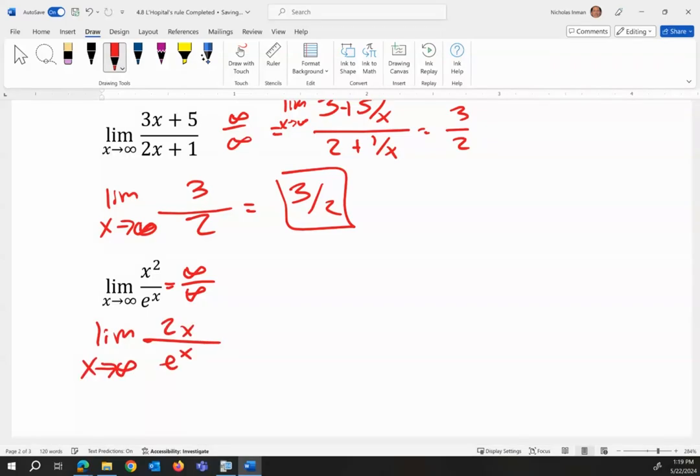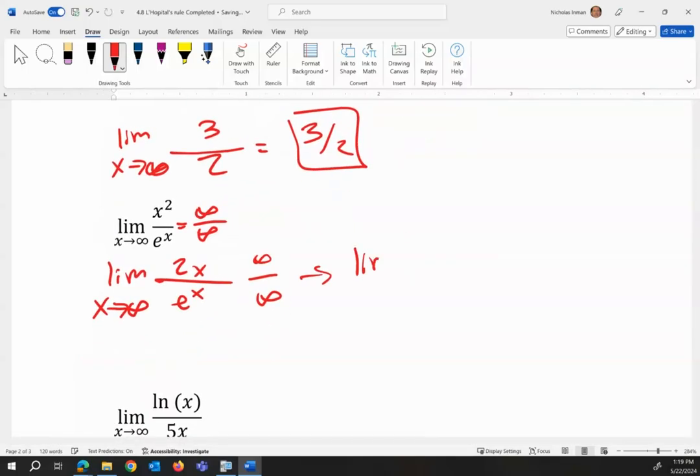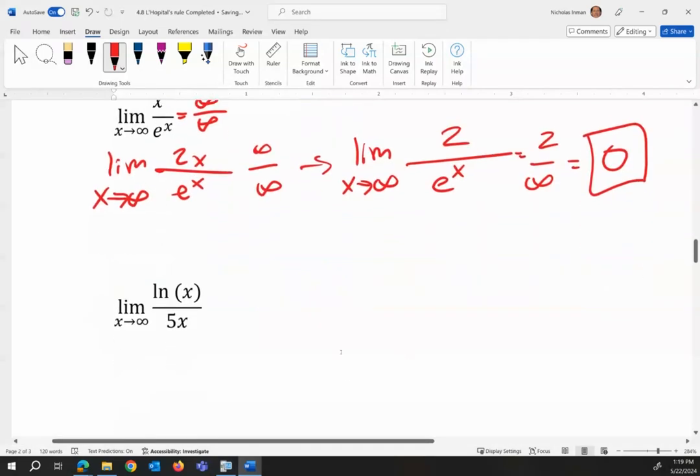2x over e to the x. Plug in infinity, we would still get infinity over infinity. So we try it again. 2 over e to the x, plug in infinity. This is really big. 2 over infinity, well, that is 0. All right, so we can do that.